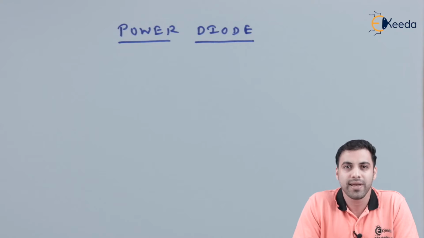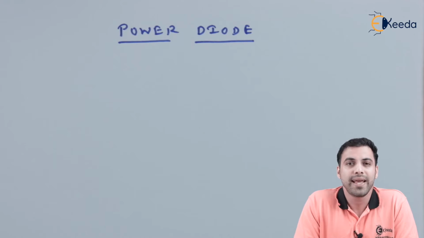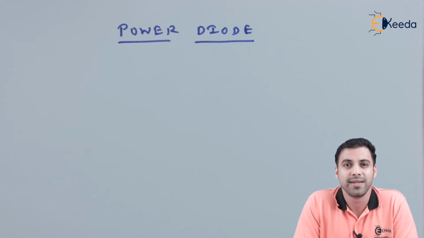As we all know, in the case of a diode, there is a p-n junction. A p-type semiconductor is doped against an n-type semiconductor. But in the case of a power diode, a doping principle is again applied, but here the p-type semiconductor is heavily doped and becomes p plus, which I will explain later, and the n-type semiconductor is also heavily doped and becomes n plus.